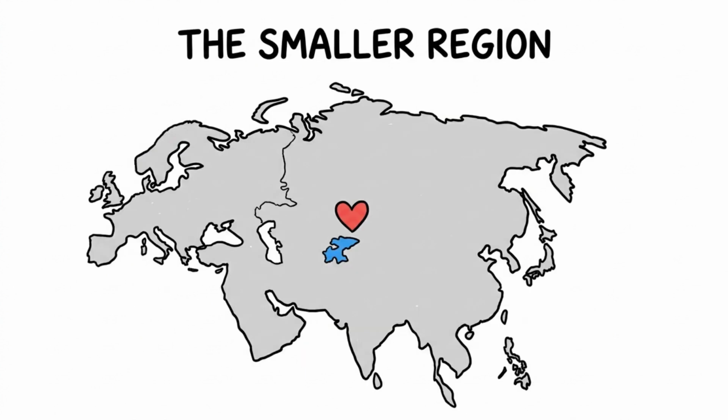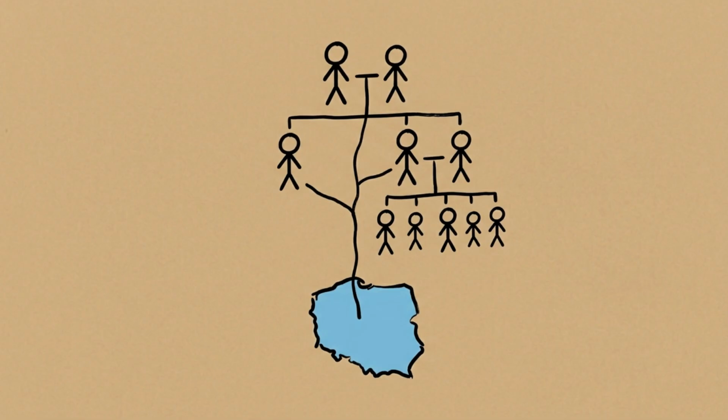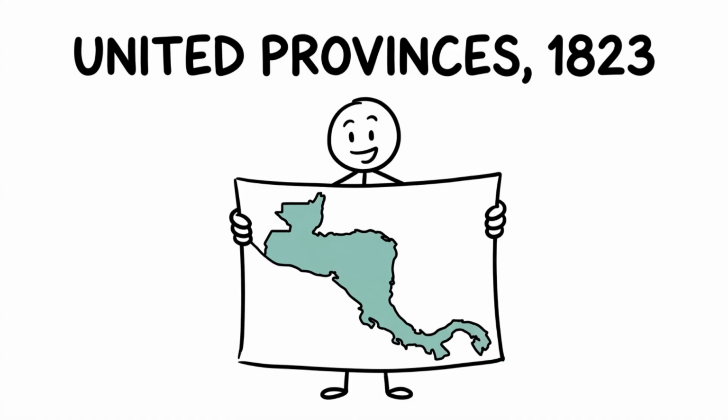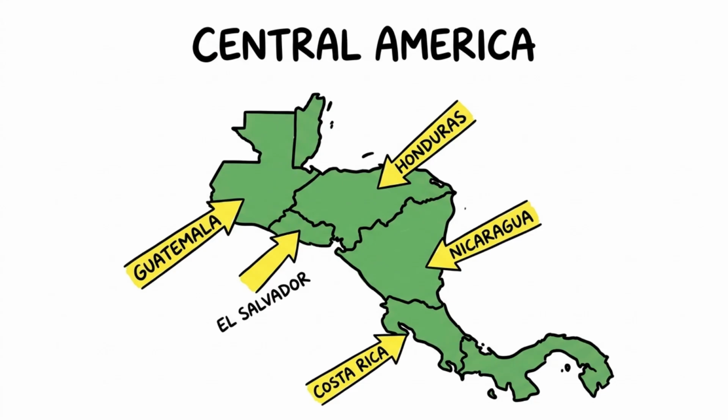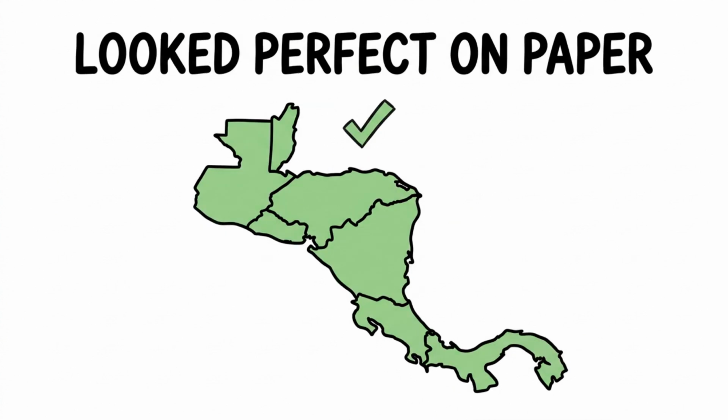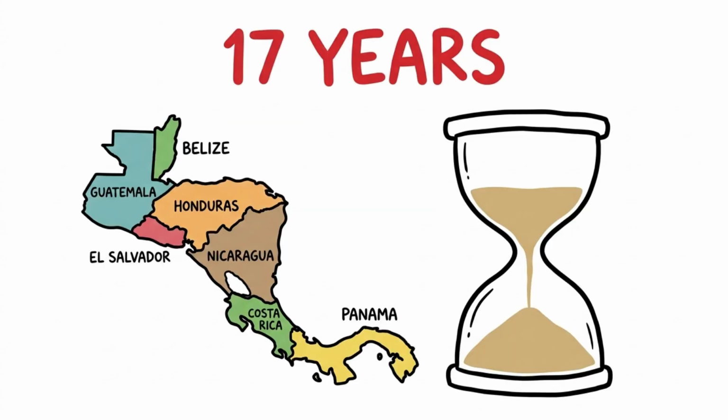You can see this play out almost mathematically if you look at Central America. In 1823, the United Provinces of Central America formed as a single federal republic, uniting Guatemala, Honduras, El Salvador, Nicaragua, and Costa Rica. On paper, this looked exactly like the kind of unified nation that critics say should have emerged everywhere. It lasted barely 17 years. Regional rivalries, competing economic interests, and the same lack of a unifying external threat tore it apart by 1841, leaving 5 separate countries where one had briefly existed.